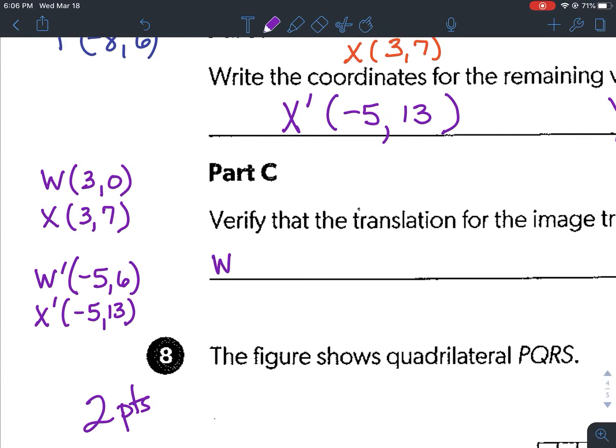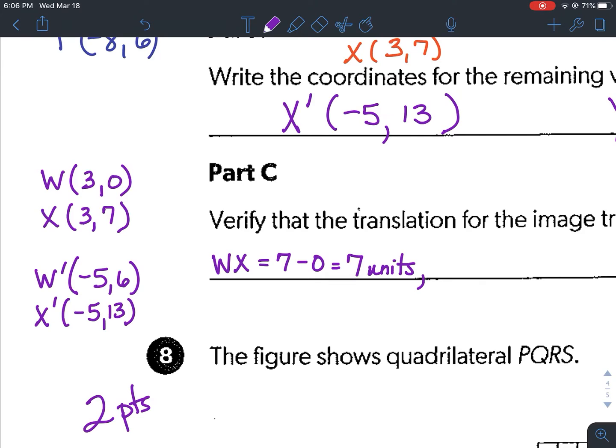Well, to do that, see how the 3's right here are the same? I wouldn't use those. I would use the 7 and the 0 to find my length. So I'm going to take 7 minus 0 to find that the length of WX is 7 units.